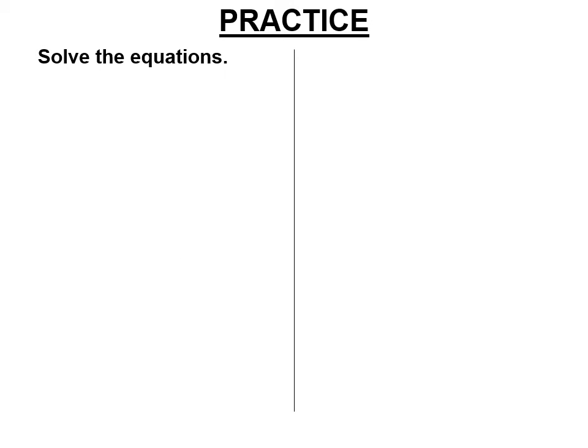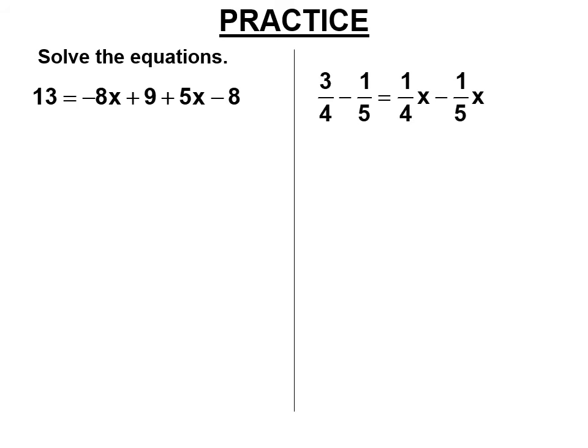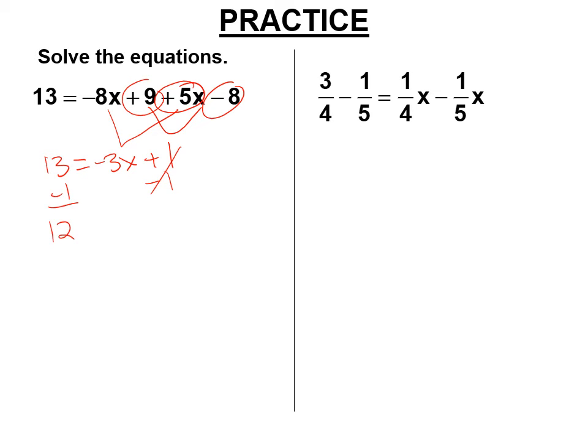So let's practice. So on the one on the left here, we got negative 8x plus 5x, so we have 13. Negative 8 plus 5 is negative 3, so it's negative 3x. 9 minus 8 is 1. There's our 2 steps. Subtract 1 from both sides. 12 equals negative 3x. Divide both sides by negative 3.